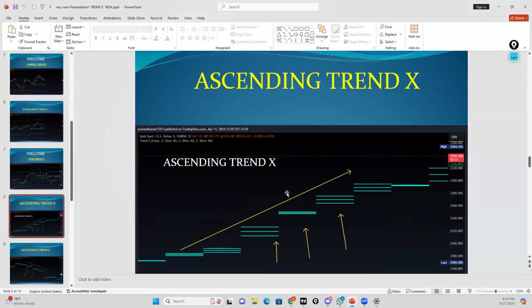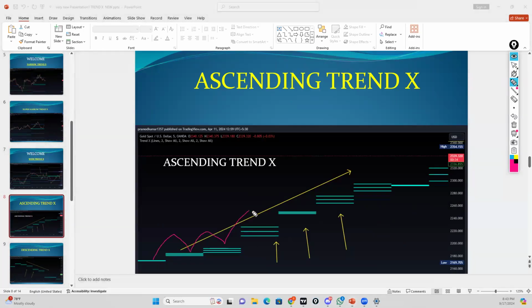Okay, so this is an ascending trend X. So when we see it without candles, just look at this. Every day the market is making higher highs in the daily trend X. So we're looking only for long positions. Correct. This is how it looks, like you can see very clearly. So every day the trend X is making higher highs. It means clearly an uptrend.